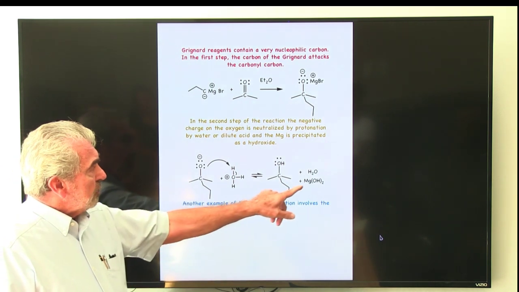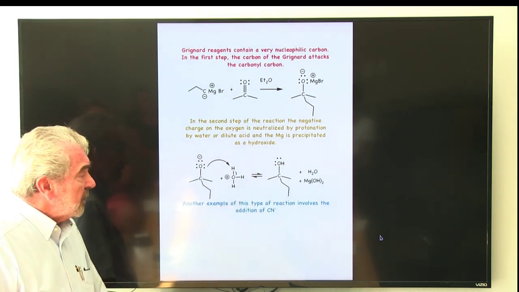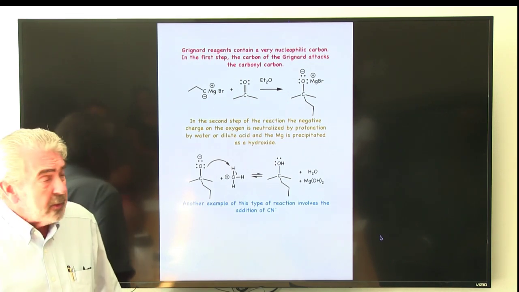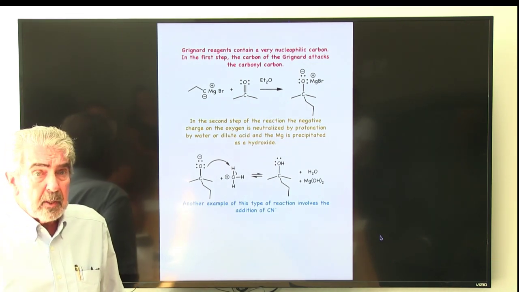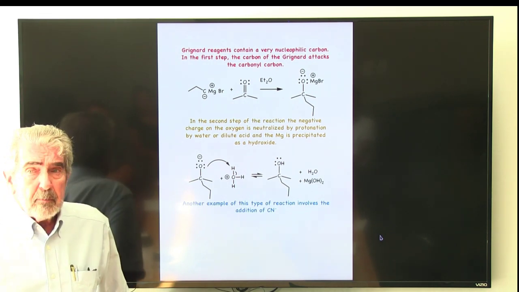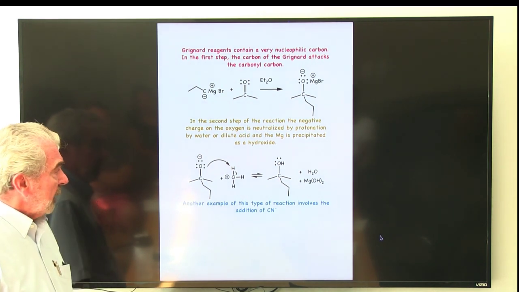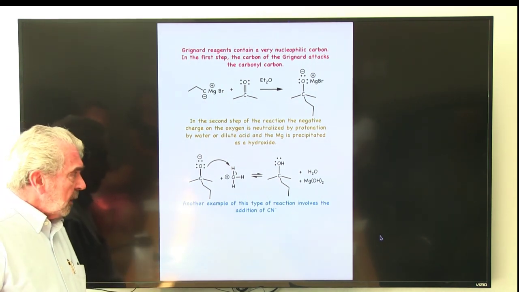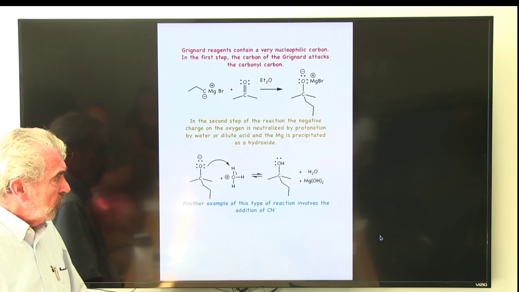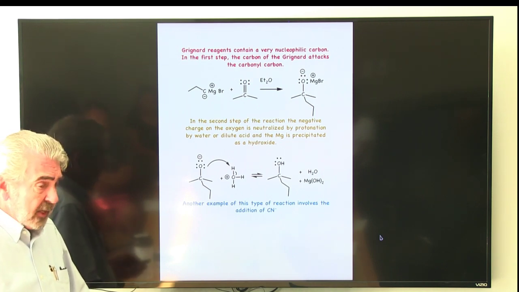The magnesium is precipitated as magnesium hydroxide, and this is really an important reaction because it enables us to make bigger and better molecules. It's one of the more effective ways of making carbon-carbon bonds. Now, for another example of this, we can use another well-known nucleophile, one that we saw a lot of last semester, and that is cyanide.